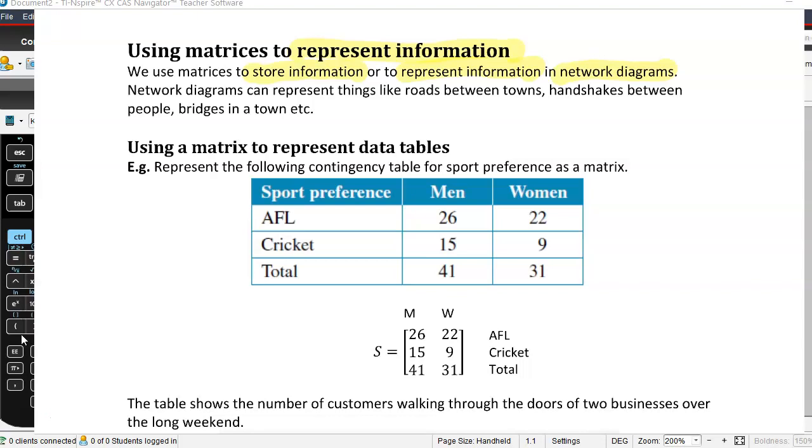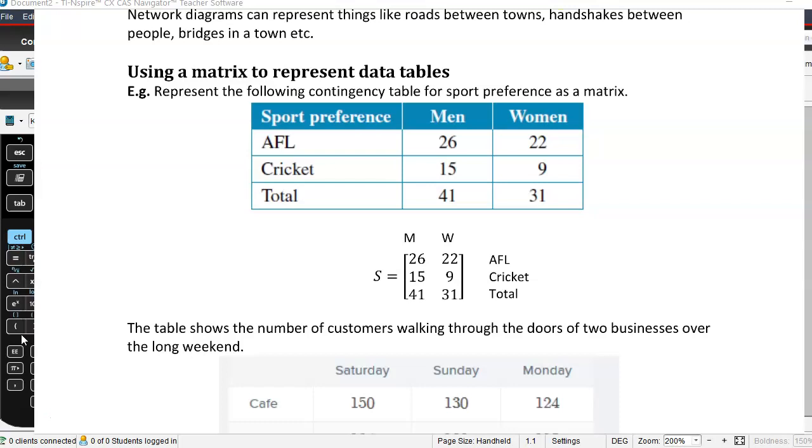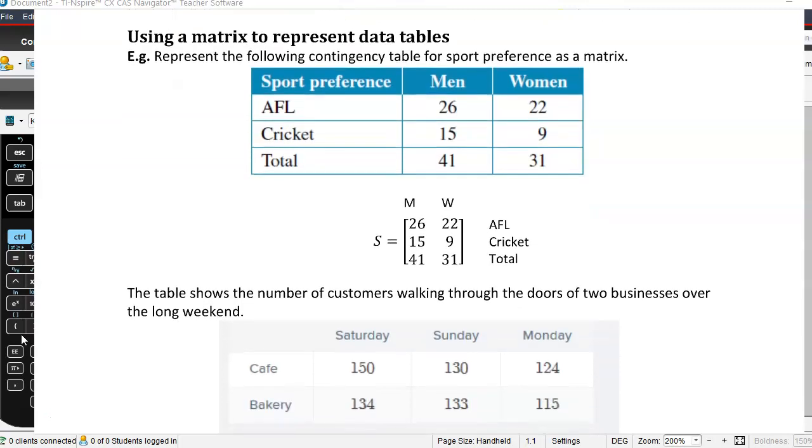So network diagrams can represent connections between towns, handshakes, bridges, all of that. We'll get to that in a moment. So using a matrix to represent data tables.